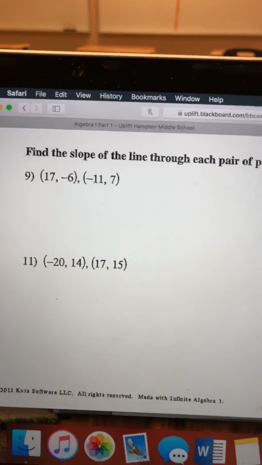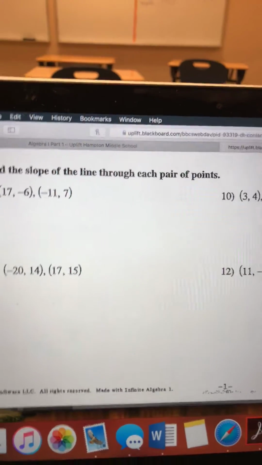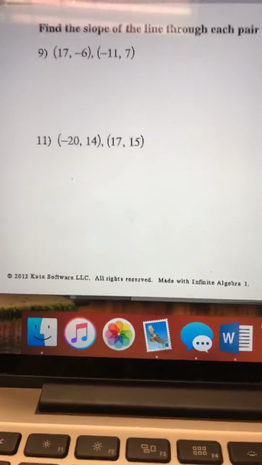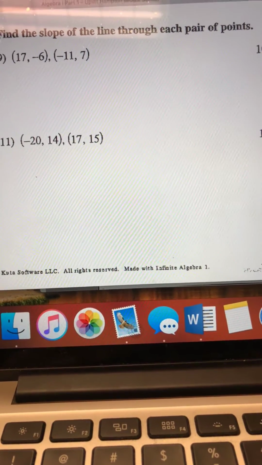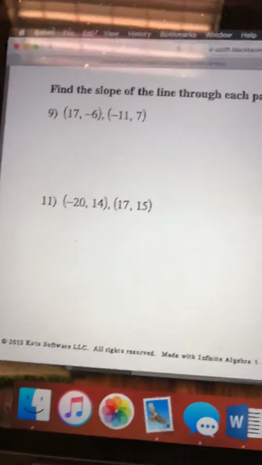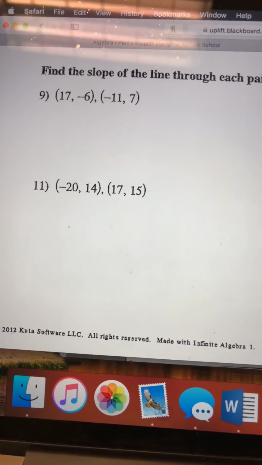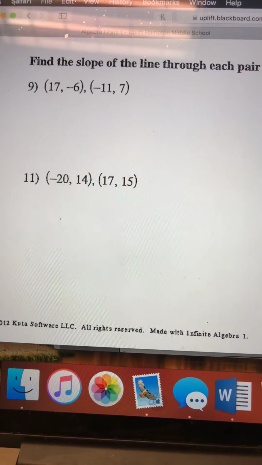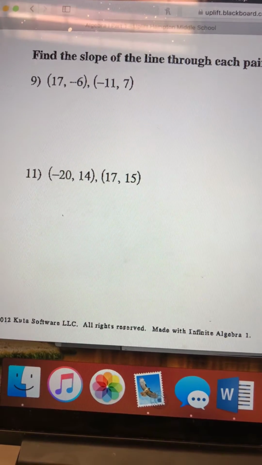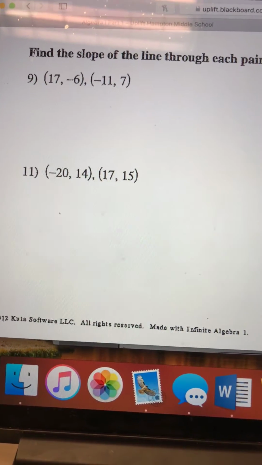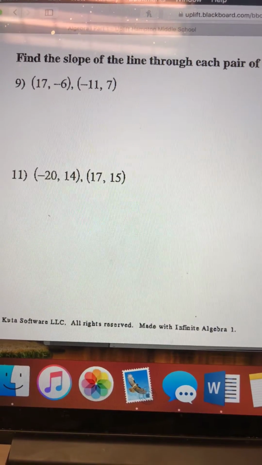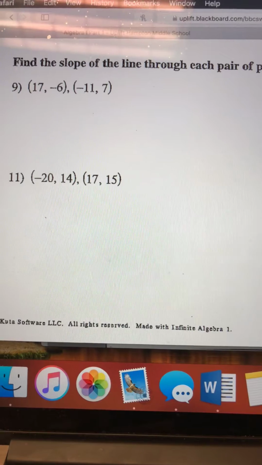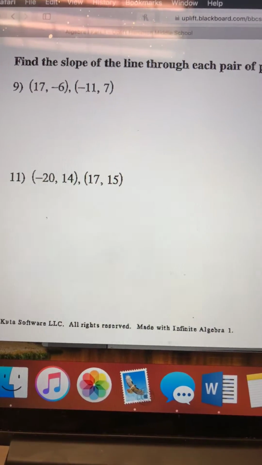Now I'm going to move on, find the slope of the line through each pair of points. So now I have to do my slope equation, which if you remember correctly is y2 minus y1 over x2 minus x1. So I'm going to go ahead and look at number 9, and I'm going to label my two ordered pairs. So 17 comma negative 6 and negative 11 comma 7. 17 is going to be my x1. Negative 6 is going to be my y1. Negative 11 is going to be my x2. And 7 is going to be my y2.